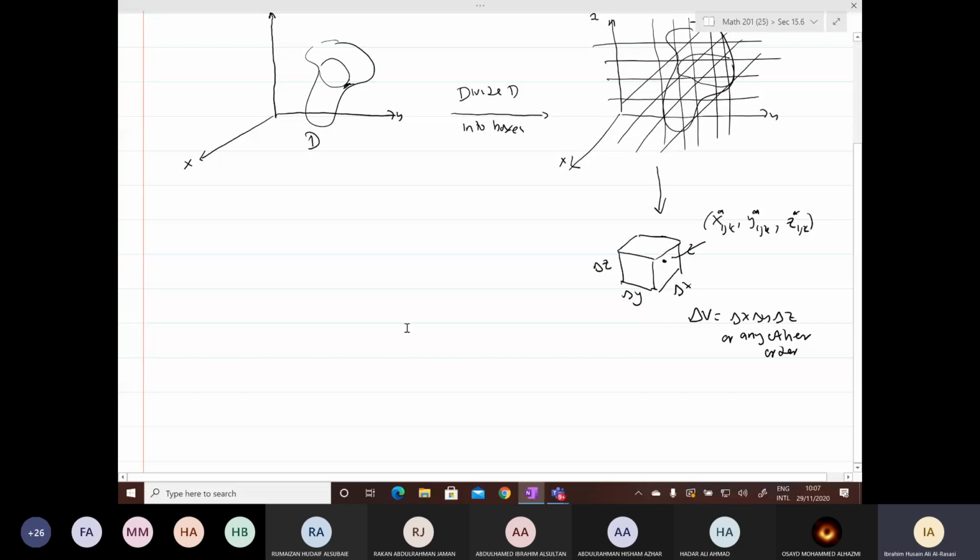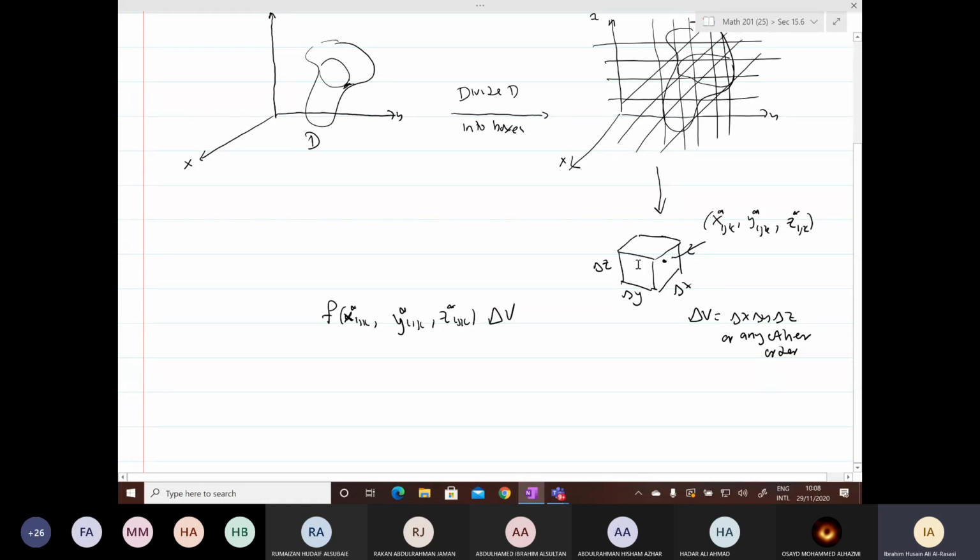Now, how to form the Riemann sum? You evaluate the function at the star point, f of x star ijk, y star ijk, z star ijk, times the volume of the box, delta V.